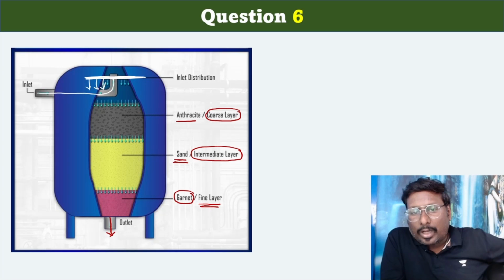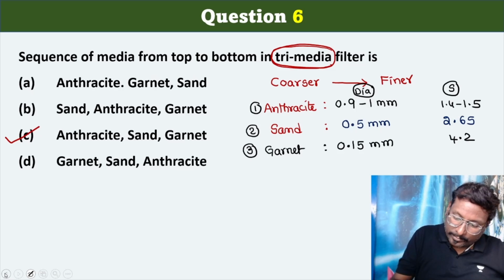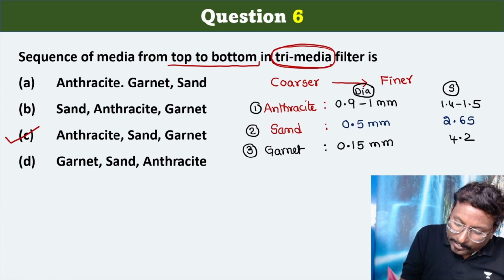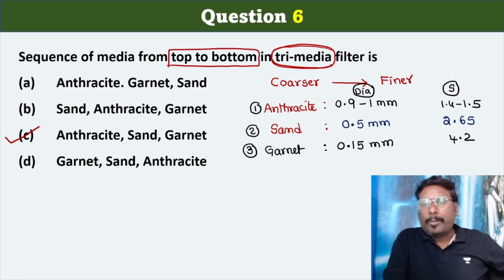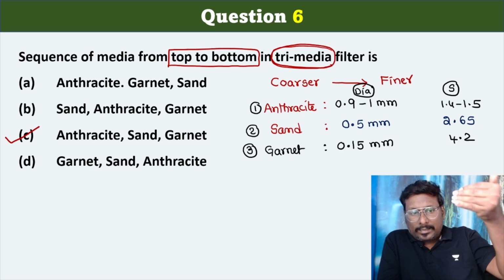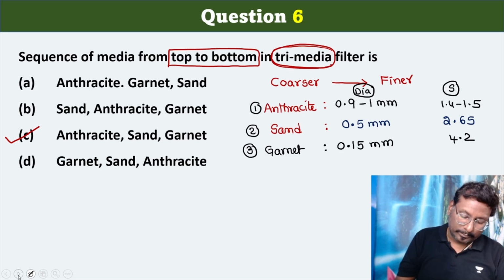So it is going top to bottom. What is given in the question? Top to bottom they are asking. Please understand, top to bottom: anthracite, sand and garnet.